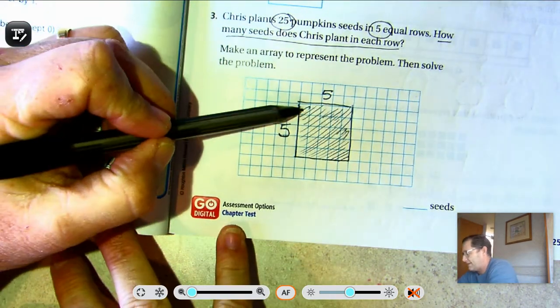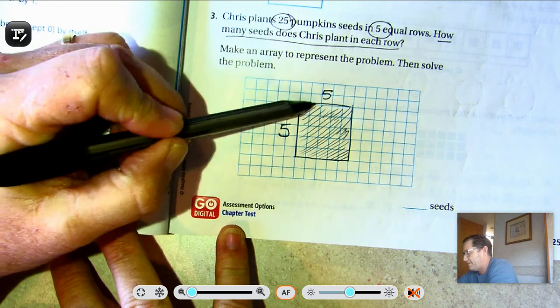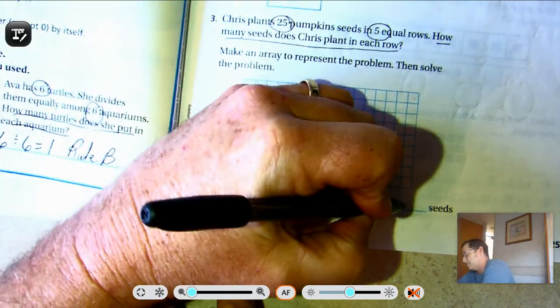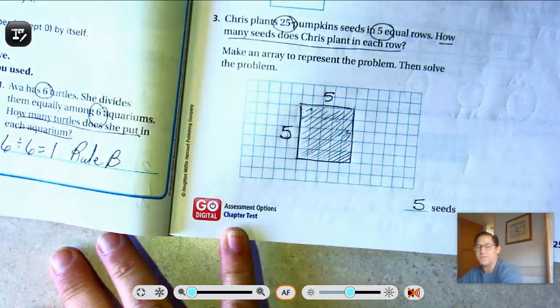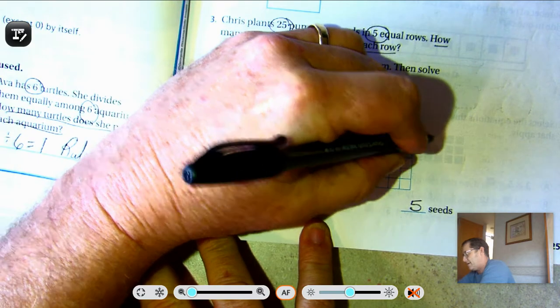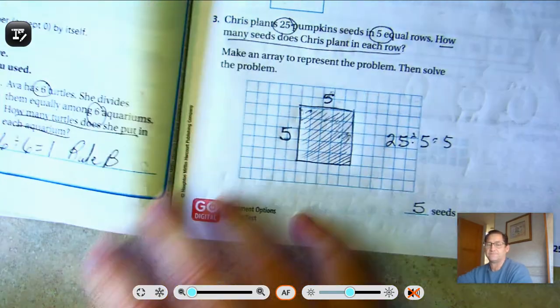So we'd keep adding 5 to each row. 5, 10, 15, 20, 25. So 5 seeds would be in a row. 25 divided by 5 equals 5. Okay, 258.